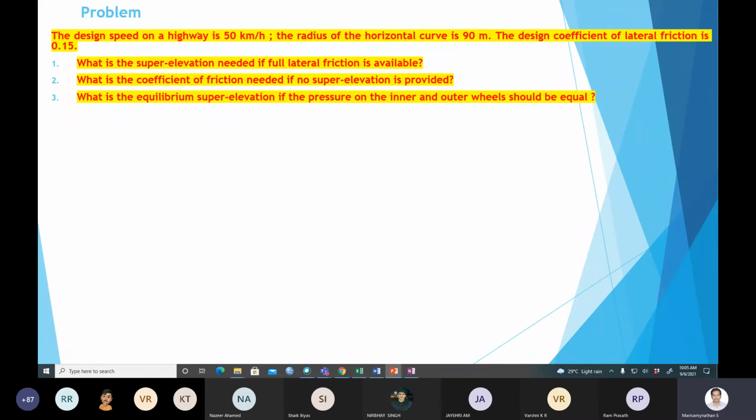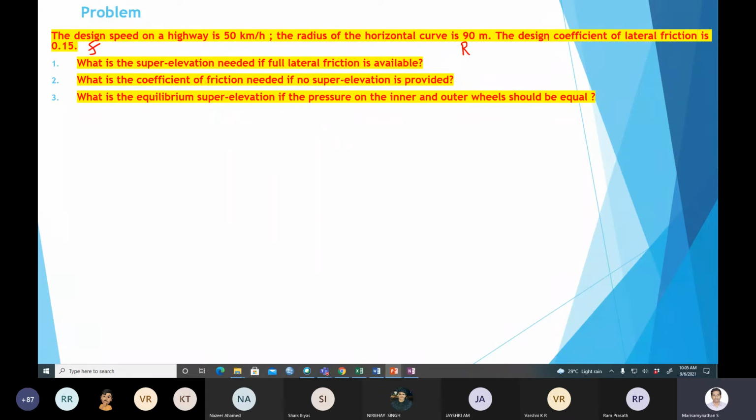Like, the design speed of the highway they have given us is 50 kilometer per hour. So V is 50 kilometer per hour. The radius of the horizontal curve R is 90 meter. The design coefficient of lateral friction, this F value, is given. What is the super elevation needed if full lateral friction is available?